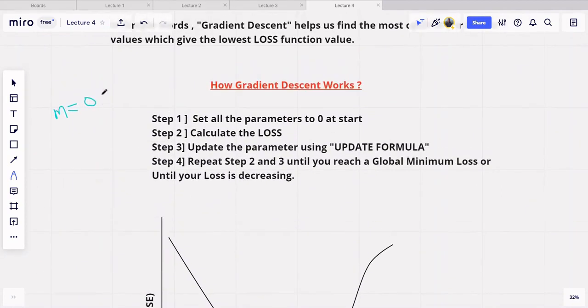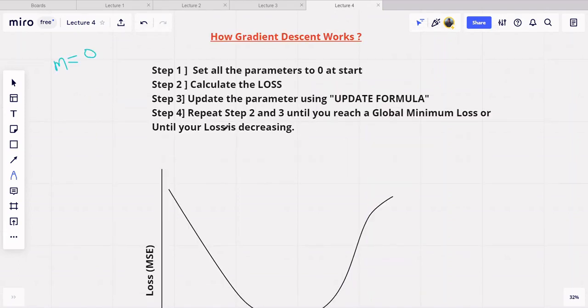So we set the values for the parameters at 0. It's not necessary that we only start at 0, but in most cases we start the parameter values at 0. Once we start the parameters at some value, we calculate the loss. Now the second step is we update once the loss is calculated. We update the parameter values using the update formula. I will tell you about the update formula in a minute, but before that, let me explain all the steps here.